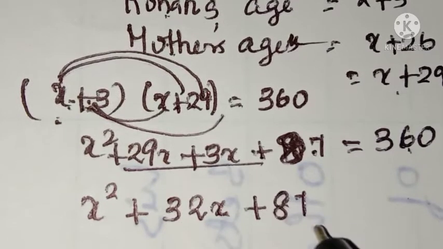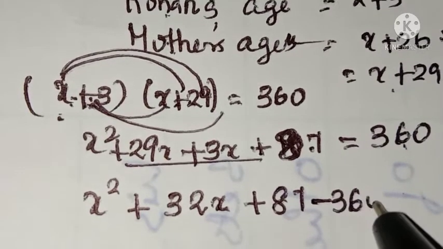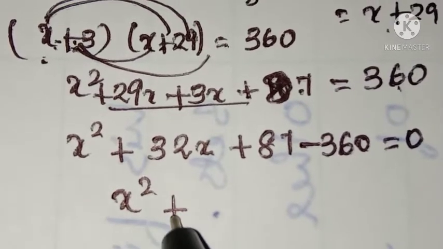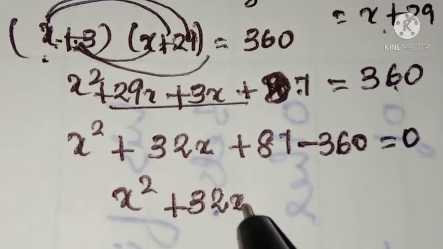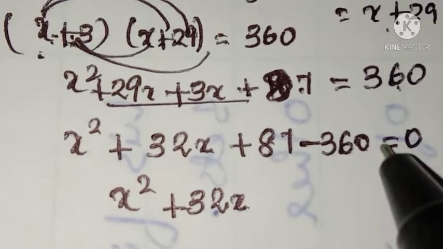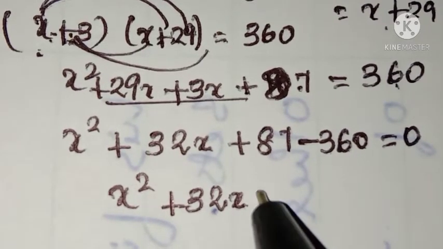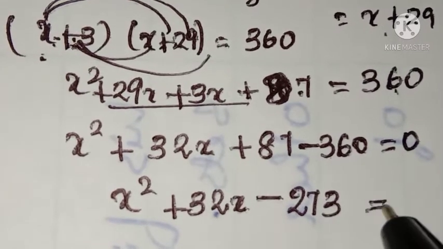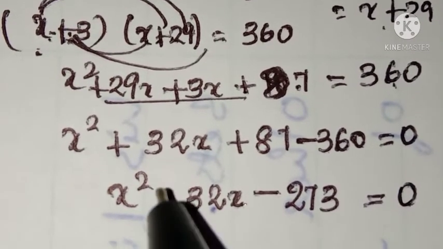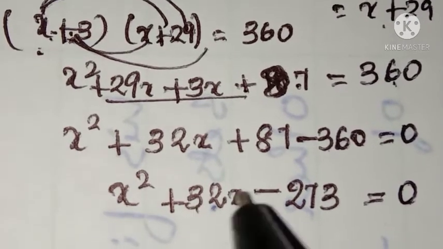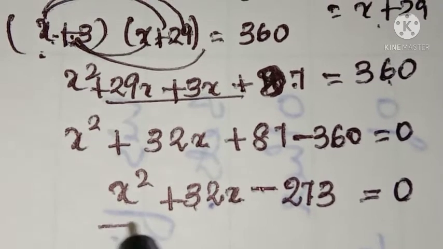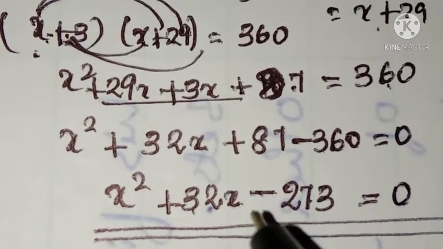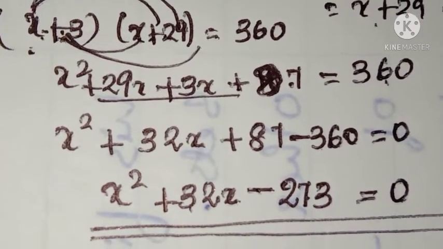Take this 360 to the left side. So this is minus 360 equal to 0. Or x square plus 32x plus 87 minus 360 gives minus 273 equal to 0. Okay. x square plus 32x minus 273 equal to 0. So this is our required quadratic equation. Okay.